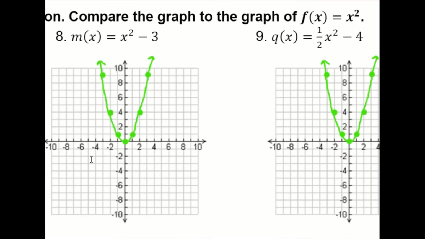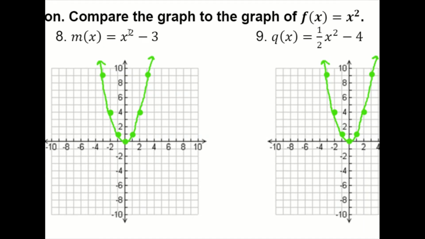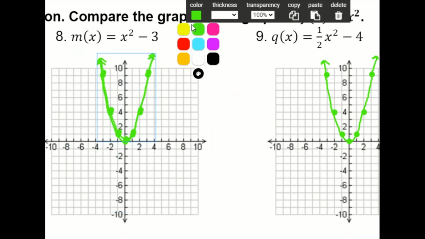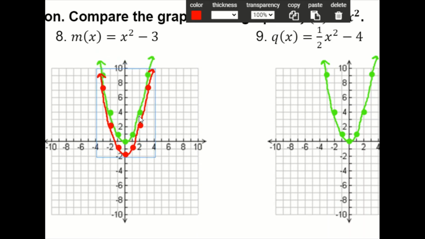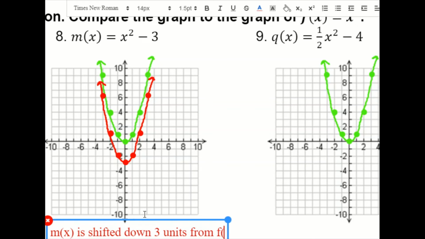All right, well, let's take a look at number 8 here. Same kind of problem, where we've got the parent quadratic function, but minus 3. If we have a minus 3, that is going to shift our function down. So we're going to go down 3 units, down 1, 2, 3. Notice this does not change the overall width of the parabola, it just shifts it down. So that's how we're going to describe the change here. We're going to say this one's called m of x, and it is shifted down 3 units from the parent function f of x.